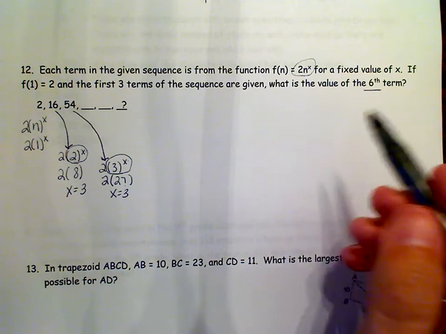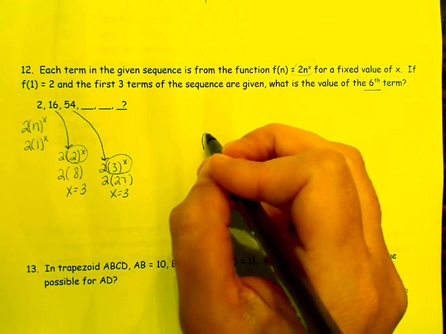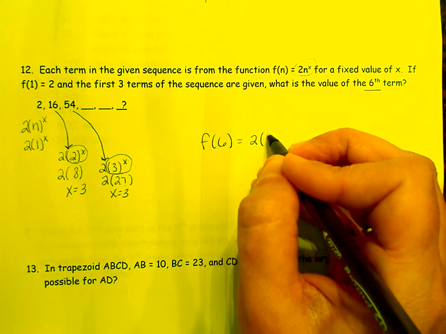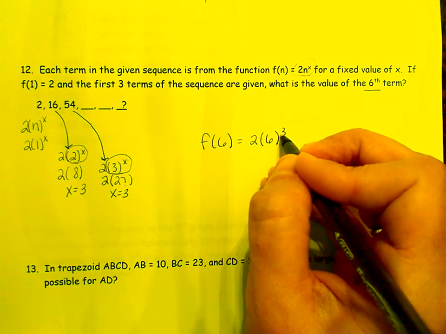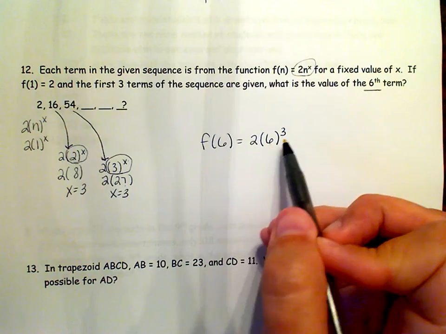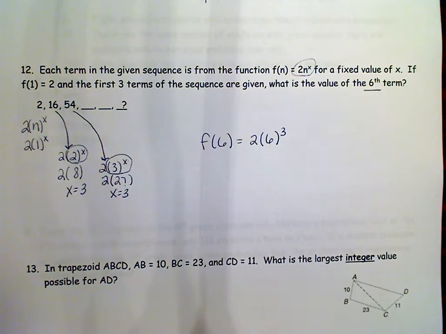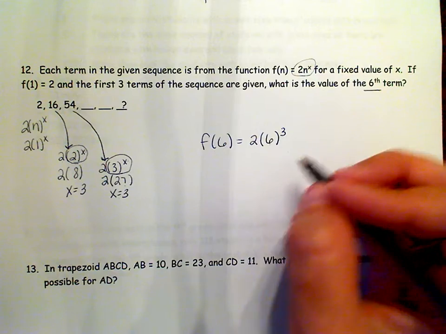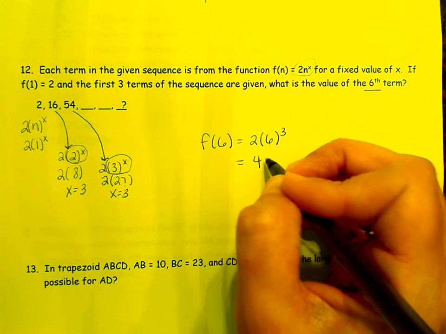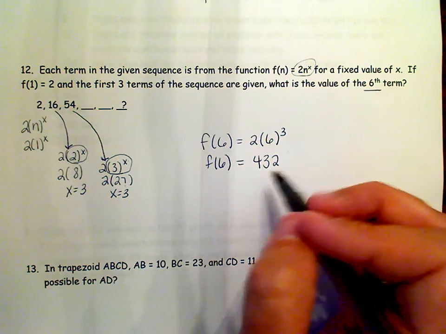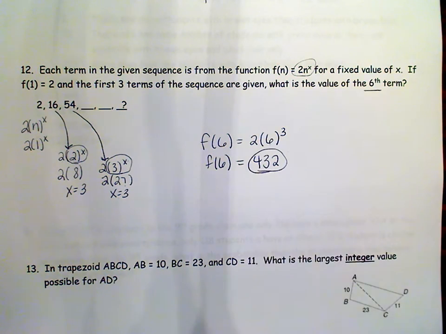So if I want to know the sixth term, that would be f of 6. So I would say 2 times 6 to the third power. N is your number of terms, and then we figured out that x was 3. So we just type that in our calculator, 2 times 6 to the third power. And that would give us 432. So f of 6, or our sixth term, is 432.